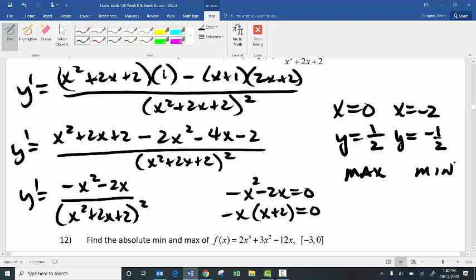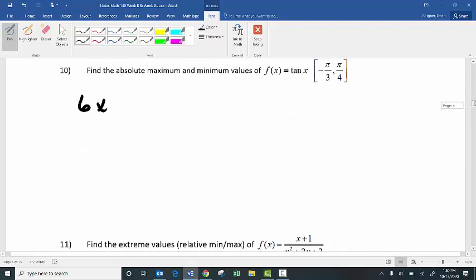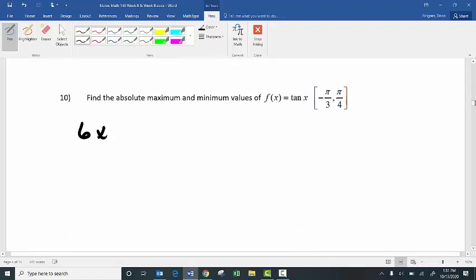You only have to worry about the critical numbers, whatever makes the derivative 0, depending on what kind of derivative you get. So now the last one we're going to do is a trig one, which is the one up above here. Trig ones work the same way that regular ones do. So this is absolute, so it has some endpoints here. So what you do is you find the derivative.